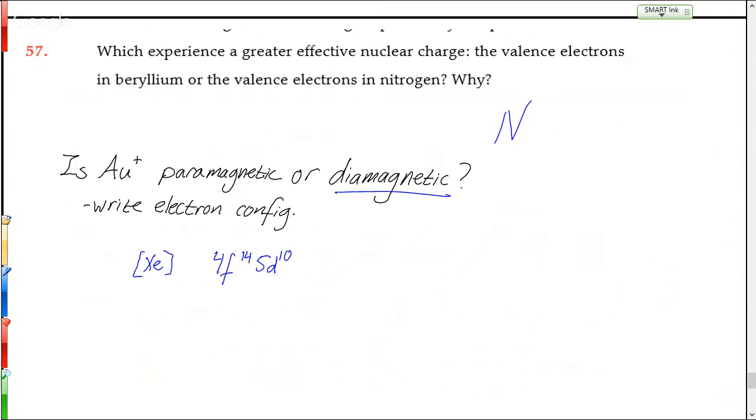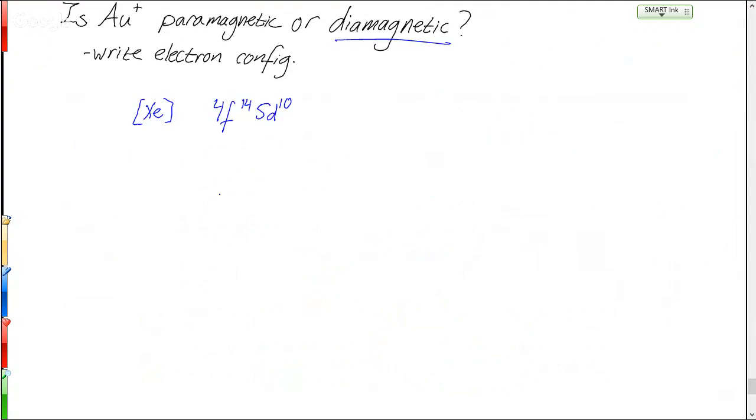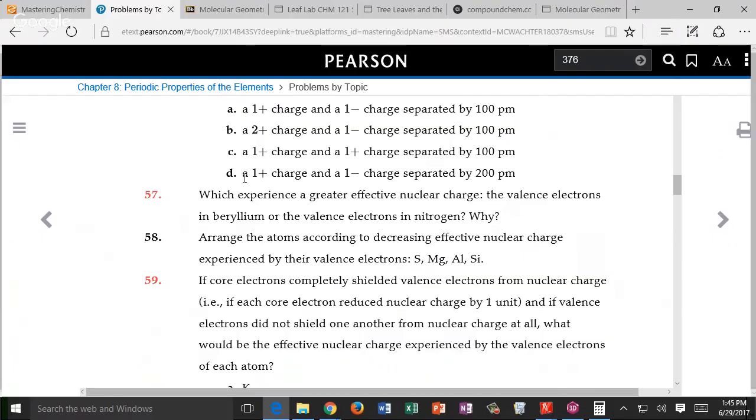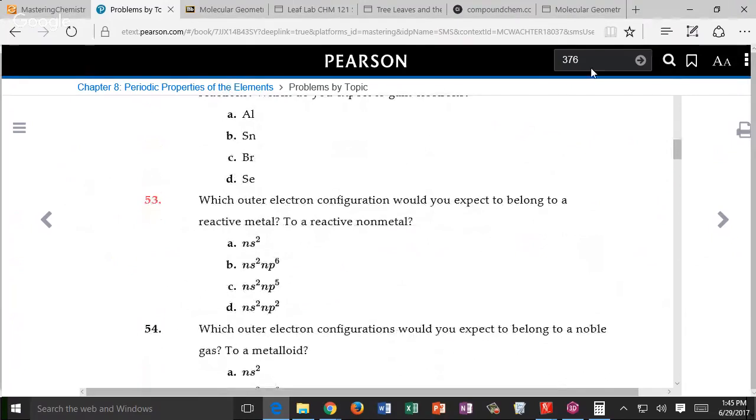Okay. Jump into chapter 9. A couple things in chapter 9 that weren't on the quiz. Something like this.